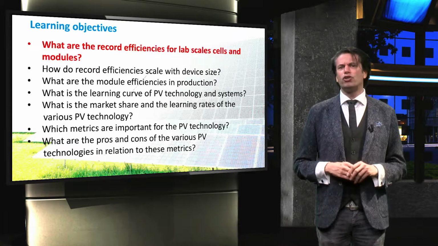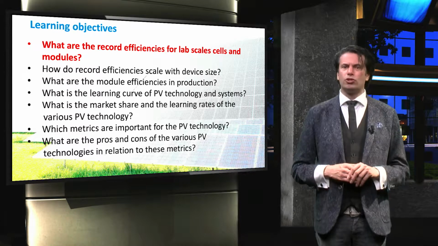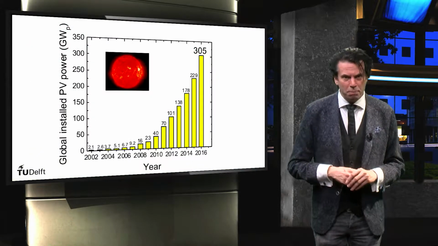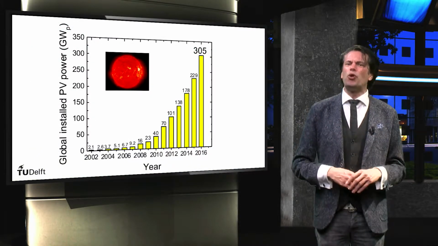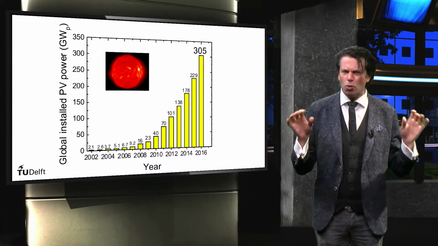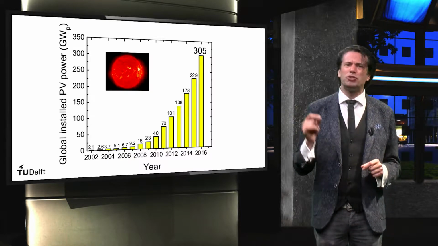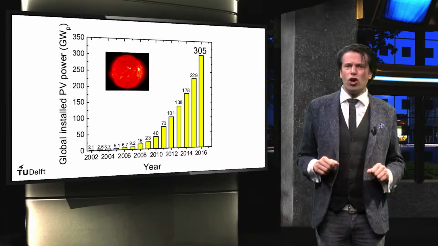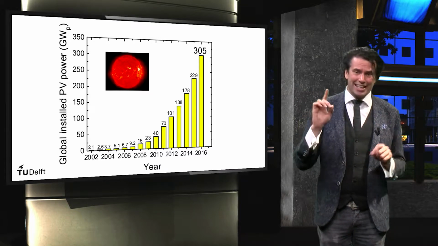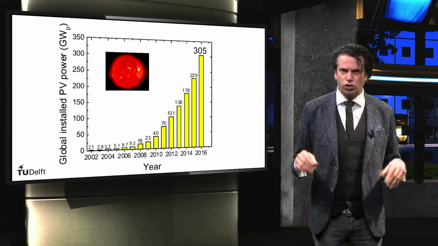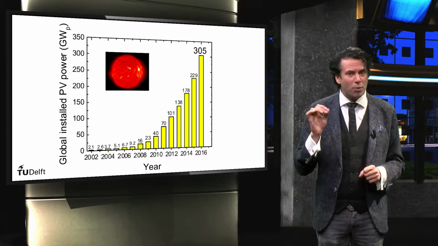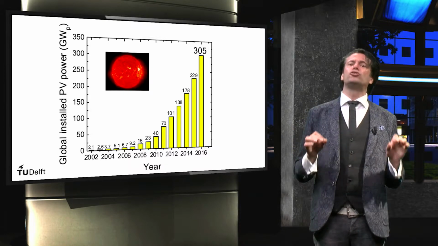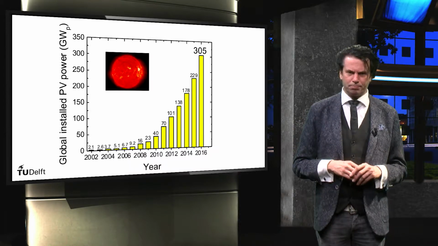In this video we will focus on the record efficiencies for lab scale solar cells and modules. The global installed PV power has seen an unprecedented growth in the last 15 years. The cumulative global installed PV power has grown to around 305 gigawatt peak at the end of 2016. The year that the global PV will exceed 1 terawatt is in sight. In 2016, solar electricity was responsible for 1.3% of the total electricity production, a contribution that is expected to keep on rapidly growing in the future.